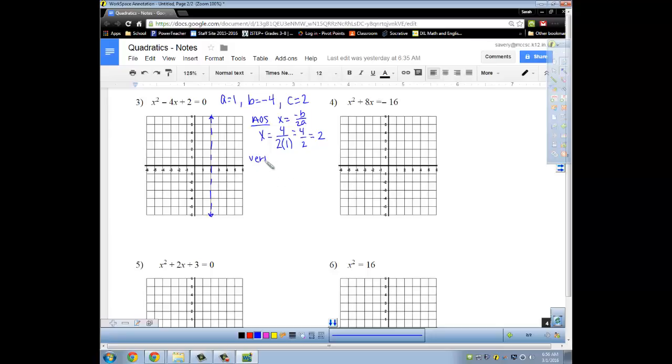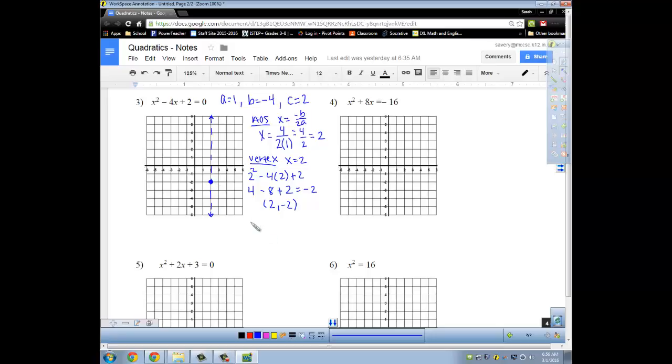Find the vertex. So we use x equals 2 since that's what we just got. 2 squared minus 4 times 2 plus 2. So 2 squared is 4. 4 times 2 is 8 plus 2. 4 minus 8 is -4. -4 plus 2 is -2. So my vertex is at 2, -2. So 2, -2, make a dot.